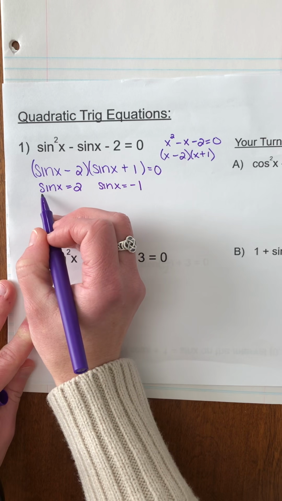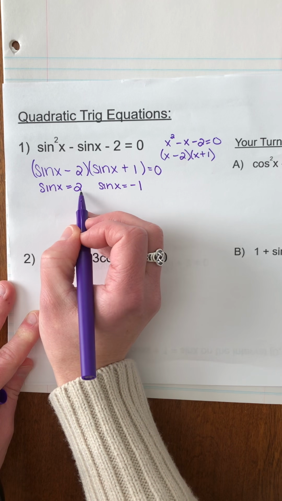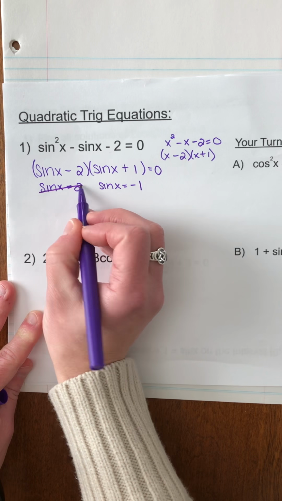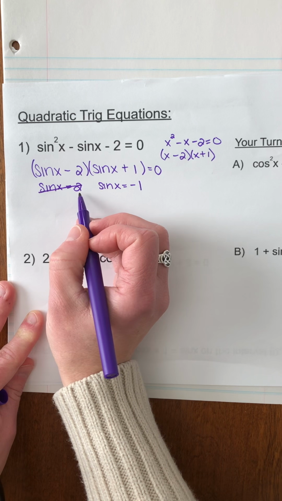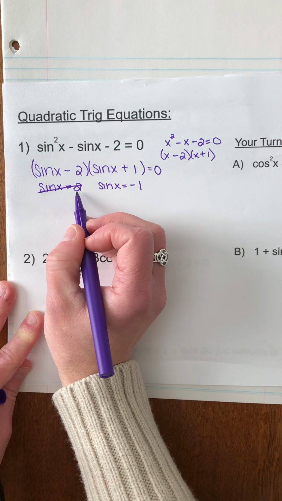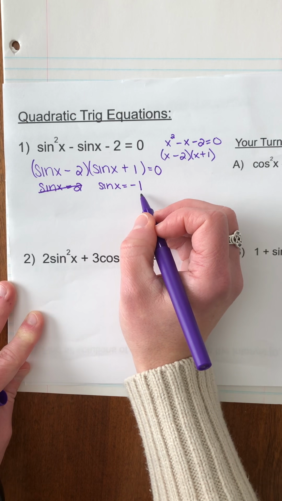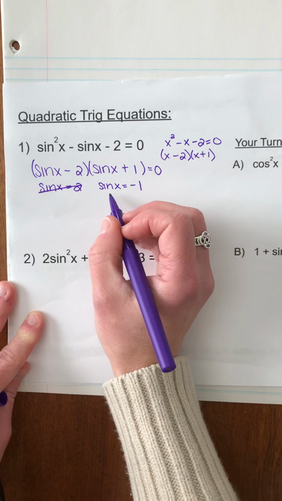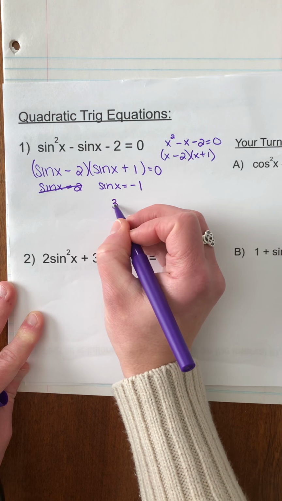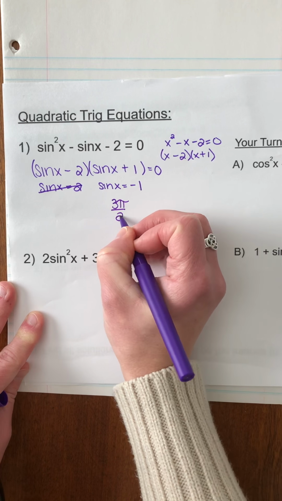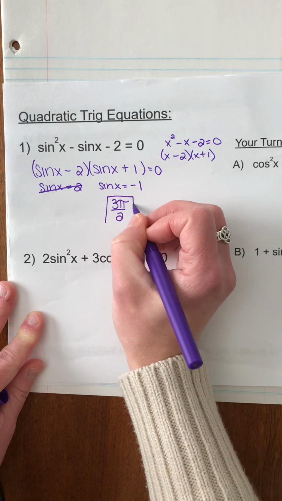For this one, is there anywhere on your unit circle where your y value is going to equal 2? You're going to say, nope, that renders no solution, because my y values are all between negative 1 and positive 1. Now for this one, is there anywhere where my y value will equal negative 1? That's at 3 pi over 2. So there's one solution to this equation, and it's 3 pi over 2.